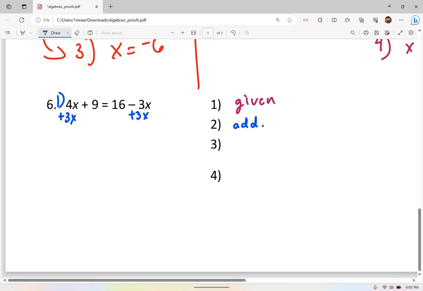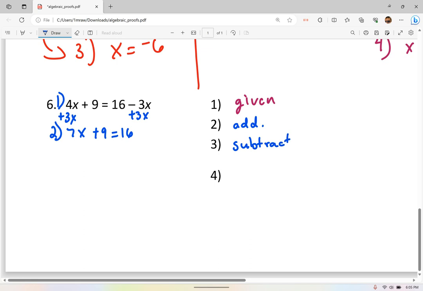Well, if this is my first statement, my second statement is based on that reason of addition, which should be 7x plus 9 equals 16. Okay. Now it's a little bit more simple. You got a two-step equation. Okay. And again, we're going to isolate for the x. So we're going to get rid of the 9. Only way to get rid of the 9 is to subtract.